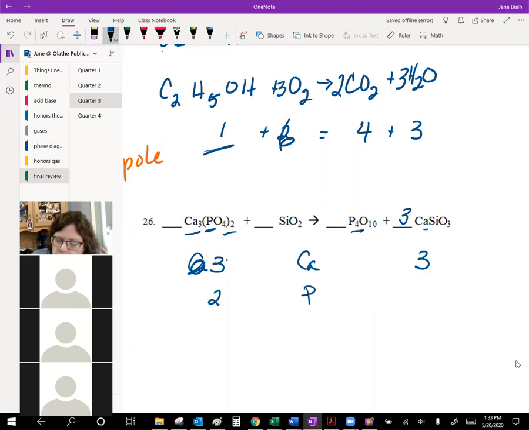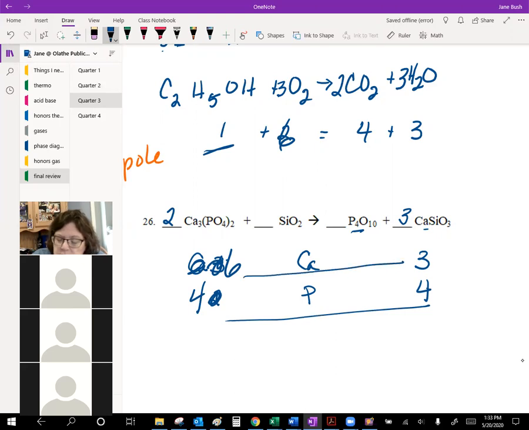On this side, we have 4. So what do I need to do? I need 4 here. So I'm going to put a 2 out front. That changes this to 6. That changes this to 4. We're not worrying about the oxygens right now. So my phosphoruses are good, but now my calciums are off. So I'm going to come up here. I'm going to erase the 3. I'm going to make it a 6.